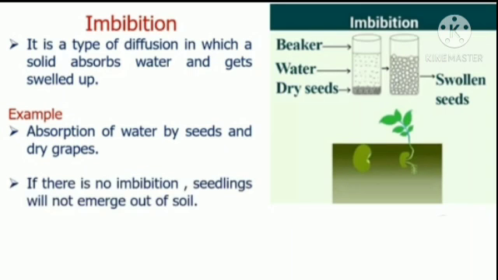Next is imbibition. It is a type of diffusion in which a solid absorbs water and swells up. You can see the example. Seeds are placed in a beaker containing water. The dry seeds absorb the water and become swollen seeds, and after that the seed slowly comes out as a sprout and that sprout changes into a plant. If there is no imbibition, seedlings will not emerge out of the soil. Examples are absorption of water by seeds and dry grapes.